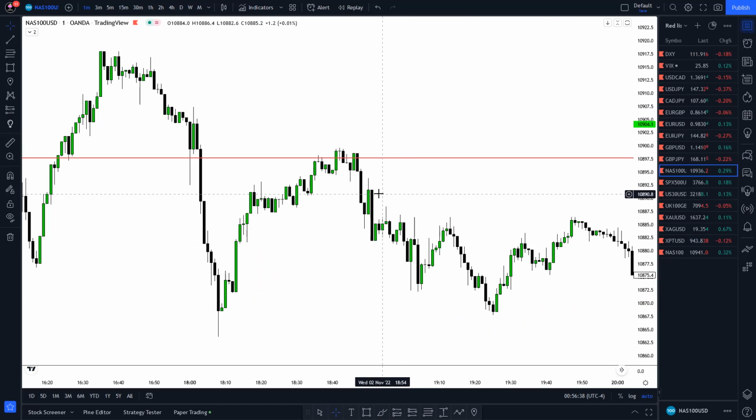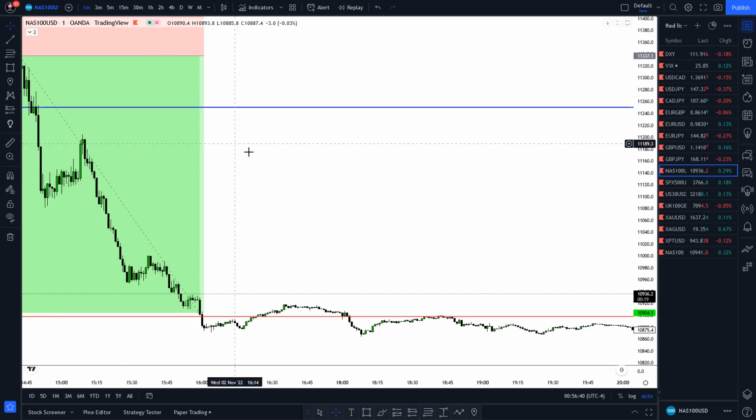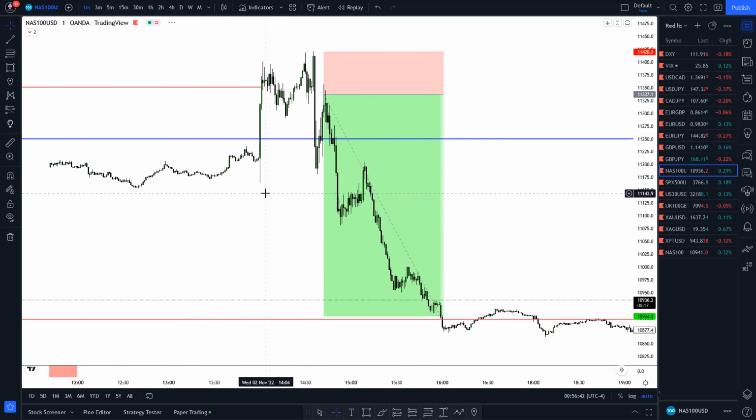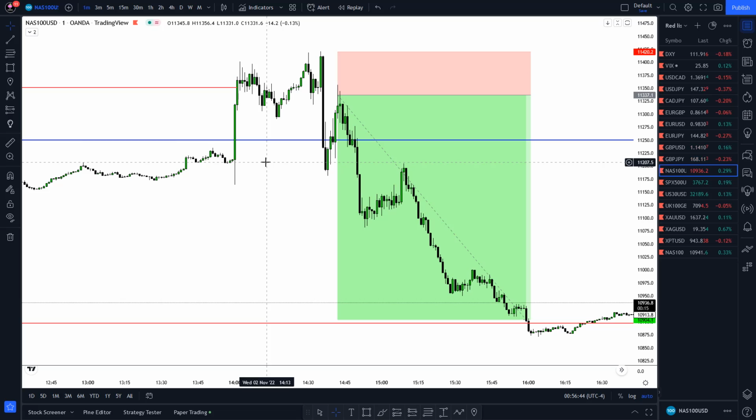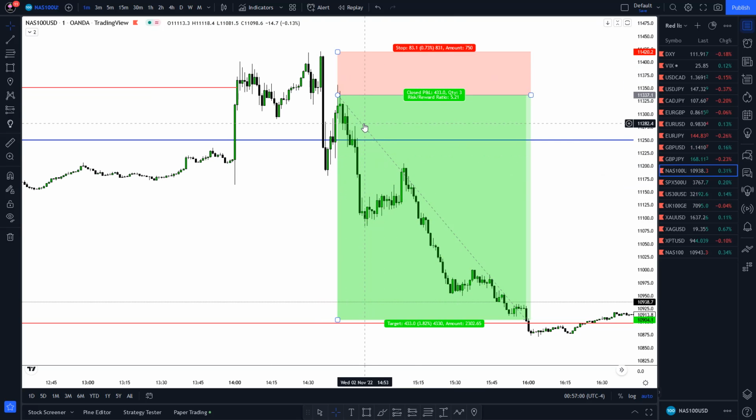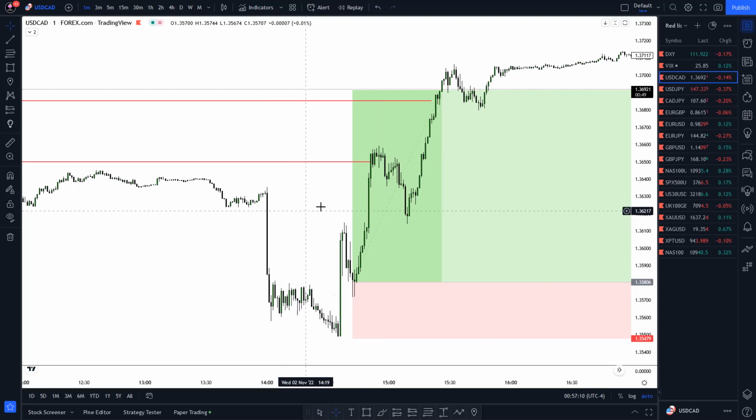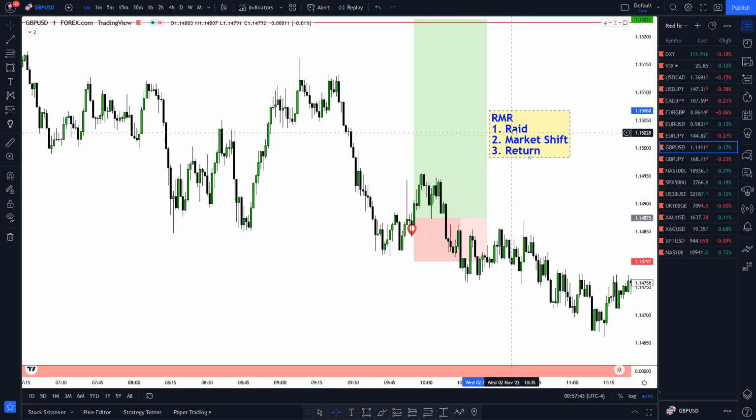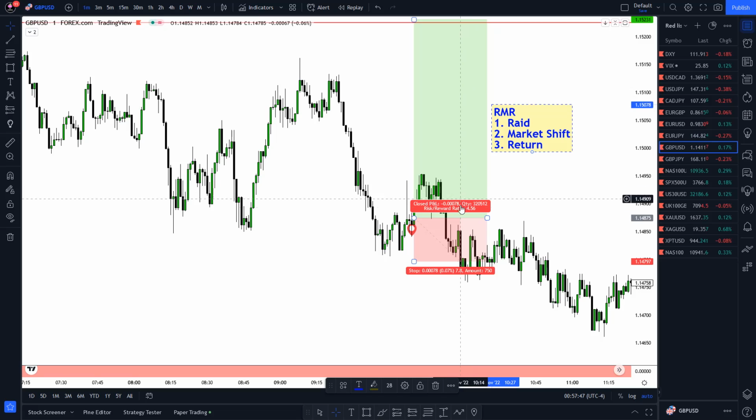Oh, and yesterday was FOMC, so at the end of the video I'll be showing you guys some quick backtesting examples that also follow the RMR pattern. So here's an example on the NASDAQ, and here's a bullish example on the USDCAD. But first, let's get into the main topic of this video on how to avoid these losing trades.